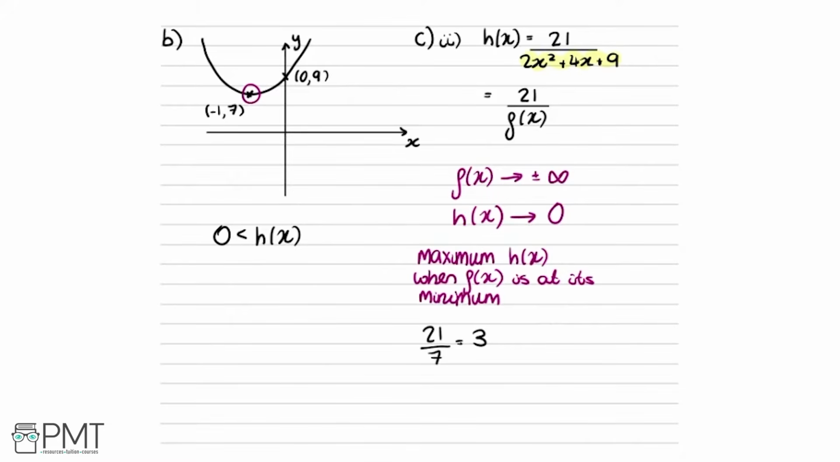Okay, great. So the maximum that h of x could be is 3, and it could equal 3, so we're going to write it like this. Brilliant. And now this is the answer. So we finished the question. This is the range of h of x.